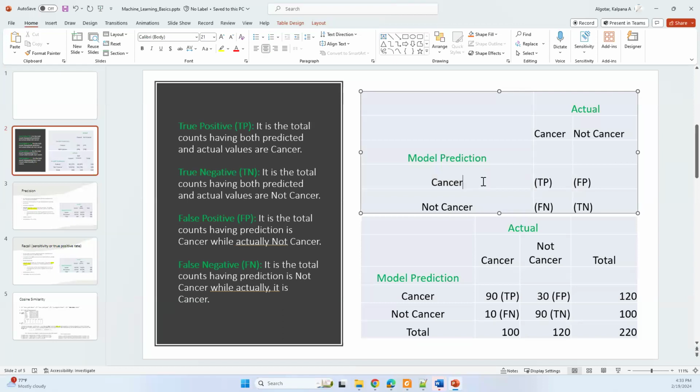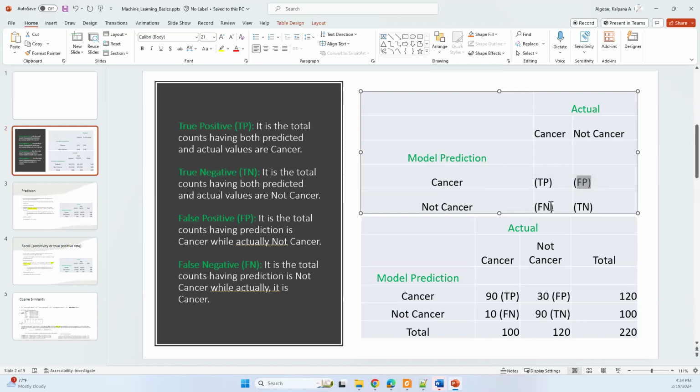When the model is telling that the patient has cancer, but it doesn't match the actual ground truth data because the ground truth tells that the patient does not have cancer, the model is falsely predicting positive. That is the false positive, because the patient does not have cancer, but the model is telling the patient has cancer.